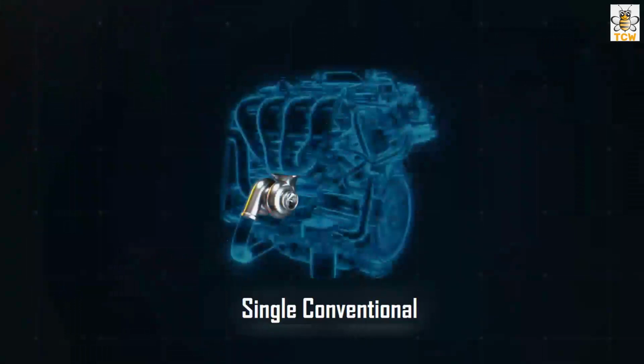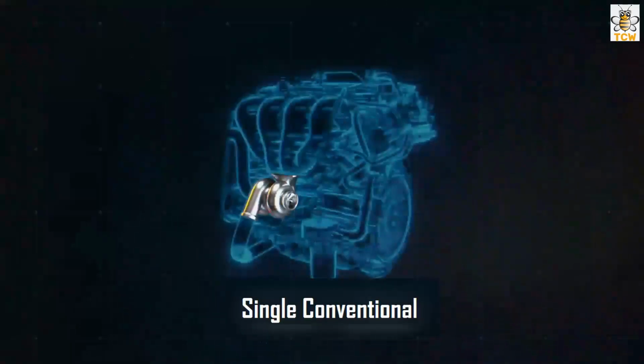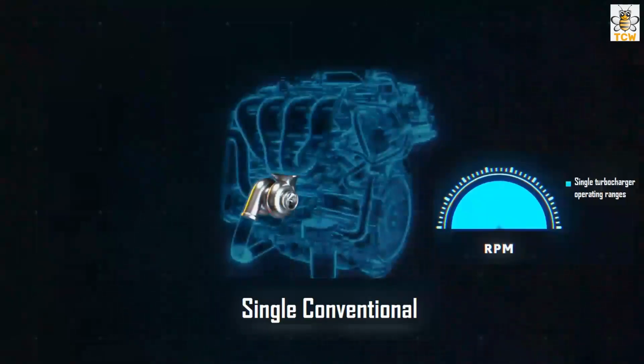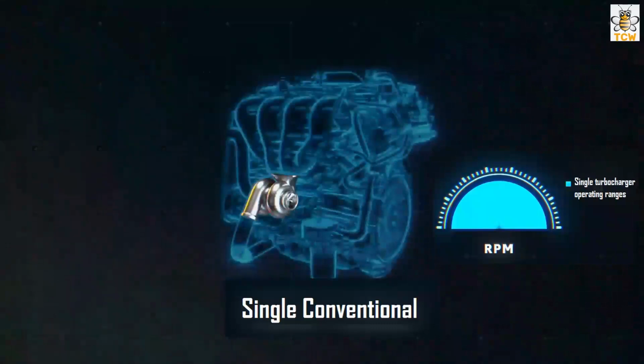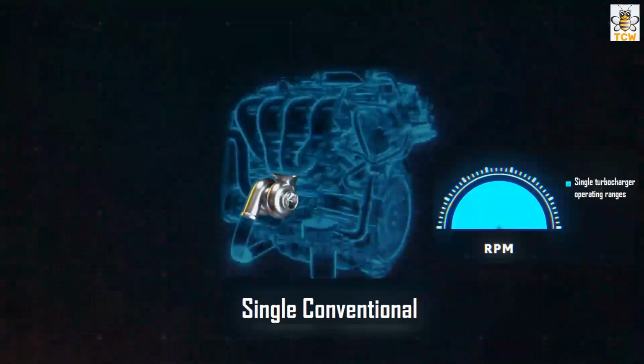The single-type turbocharger is usually located on the side of the engine exhaust side. Single-type turbocharger operates over all engine speed ranges from low RPM speeds to high RPM speeds.